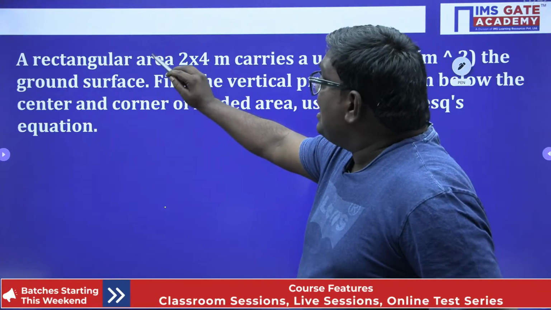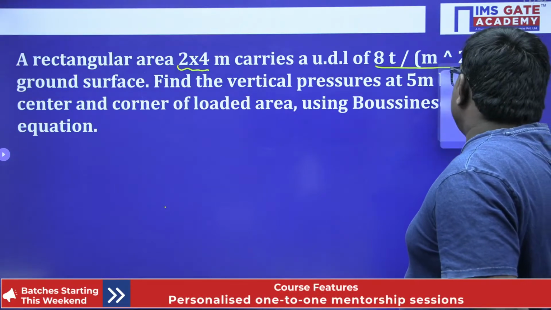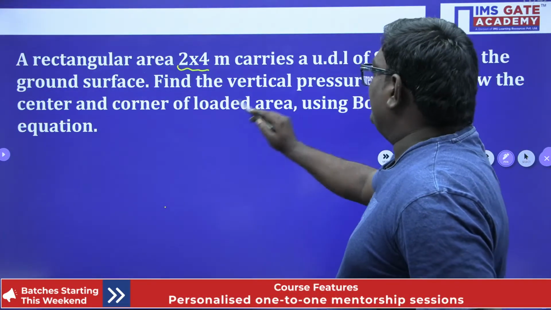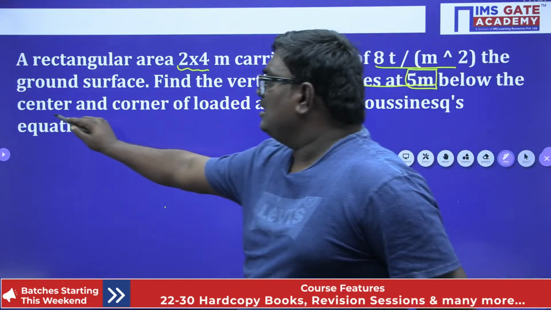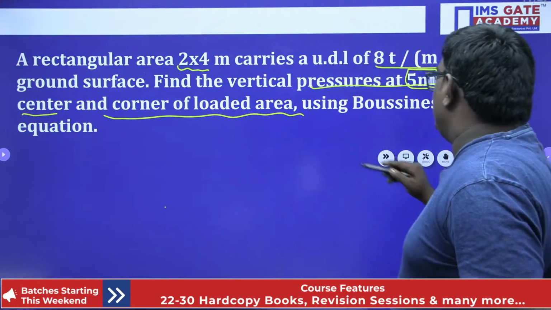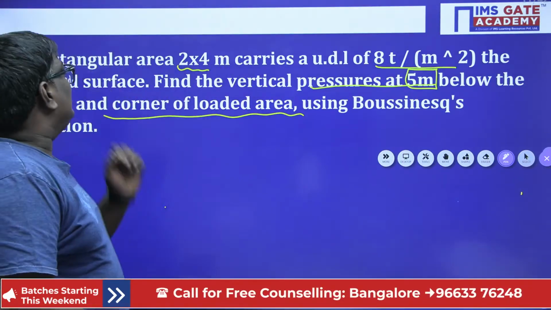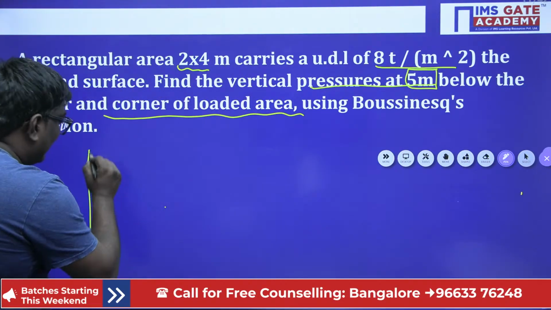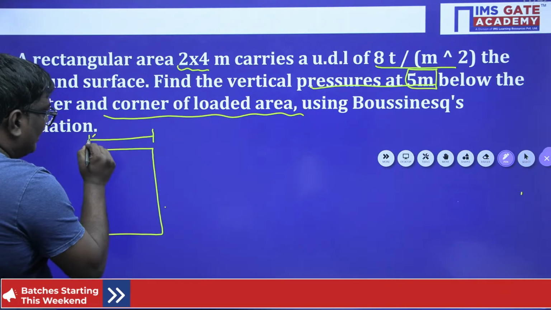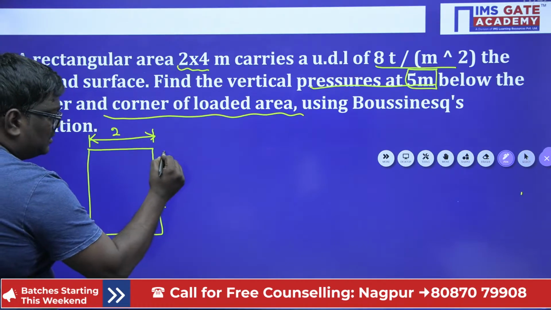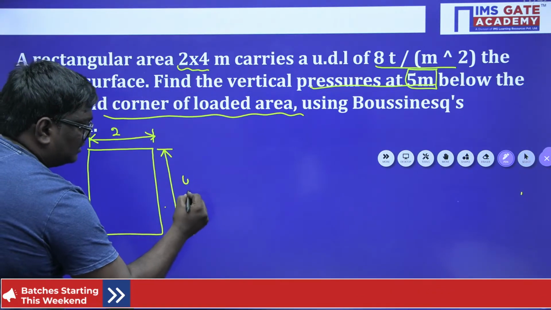Now see students, a rectangular area 2 into 4 meter carries a load of 8 ton per meter square on the ground surface. Find the vertical pressure at 5 meter below the center and at the corner of the loaded area using the Boussinesq equation. So my dear students, here a rectangular area was given. It is 2 meter and this is 4 meter.